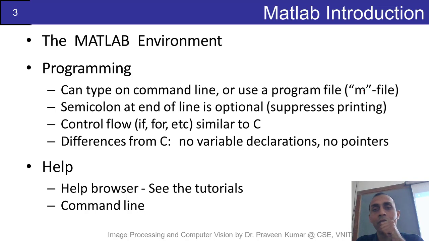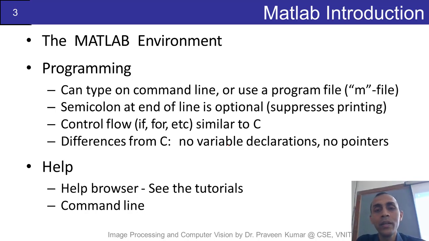Normally, if you're writing a program file, it will get saved as a .m file. The control flow and all other things are almost similar to C. The only difference is that the semicolon is optional. If you put a semicolon, it suppresses the printing. If you don't put the semicolon, whatever output it is returning will show in the command window. There are slight differences. You don't have to declare explicitly, so it's not a strictly typed language. You don't have to declare the data type.